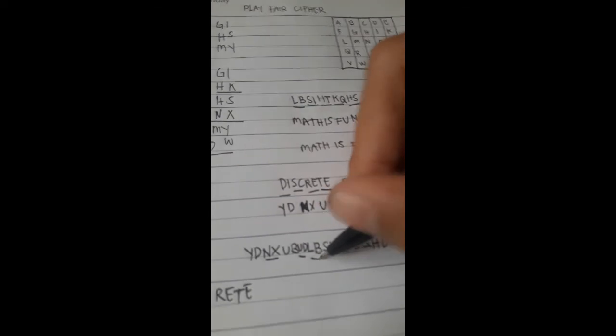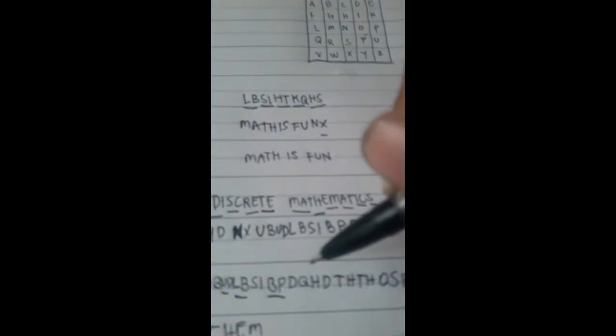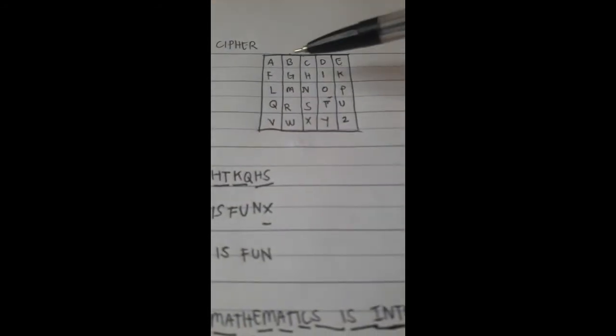The next is LB, which is also a square. The L becomes M, and the B becomes A. Next is SI, also a square. The S becomes T, and the I becomes H. Next is BP, a square with four sides. The B becomes E, and the P becomes M. The next is DQ, also a square. The D becomes A, and the Q becomes T.